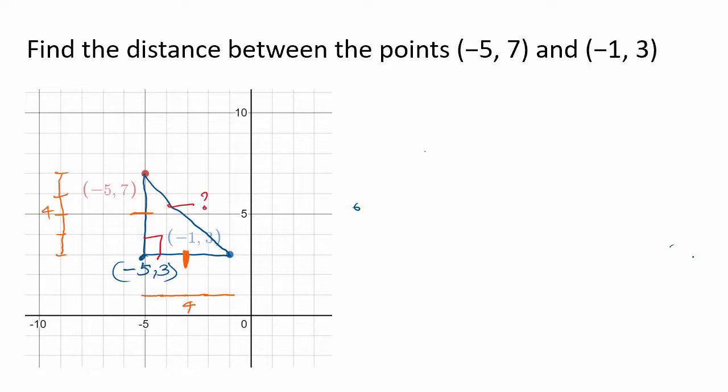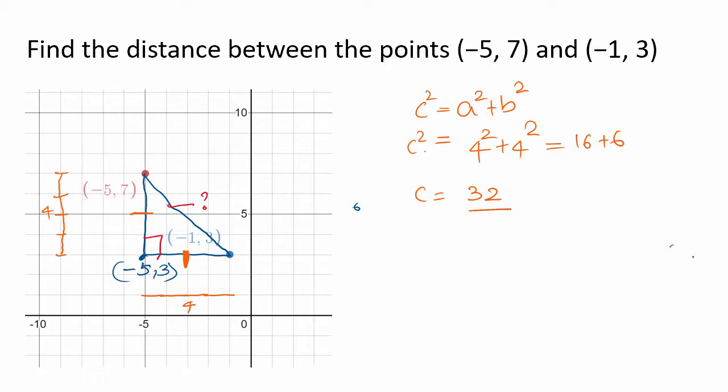Now for the hypotenuse, by Pythagoras theorem, a square plus b square is equal to c square. So 4 square plus 4 square is c square, which is 16 plus 16. So you get c square equal to 32, which means c is equal to root 32. Simplifying, you get 4 root 2.